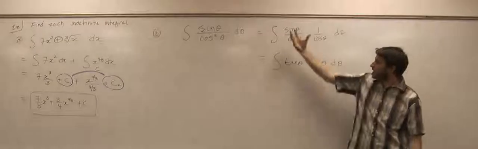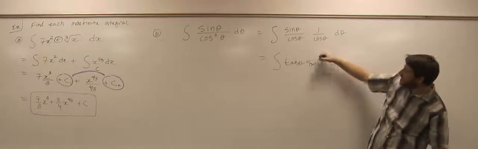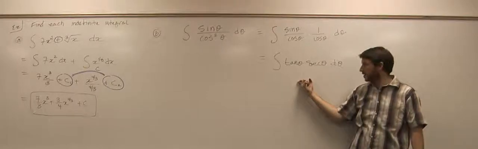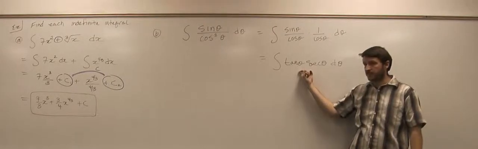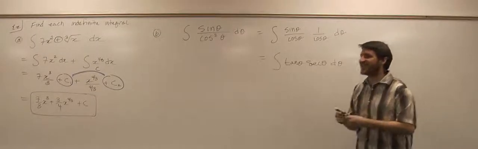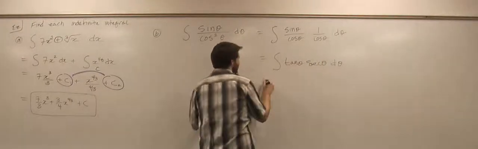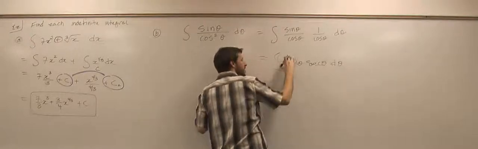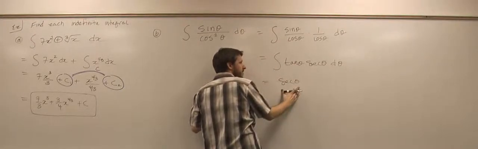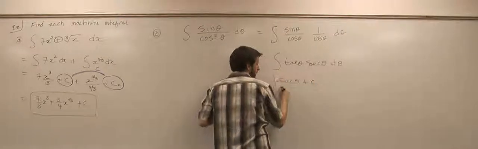Once I break this up into a tangent and a secant, this I recognize. This is the derivative of something. What is this the derivative of? Secant theta. Oh, okay. This is the derivative of secant theta. So my integral is going to be secant theta, the antiderivative, plus a constant.